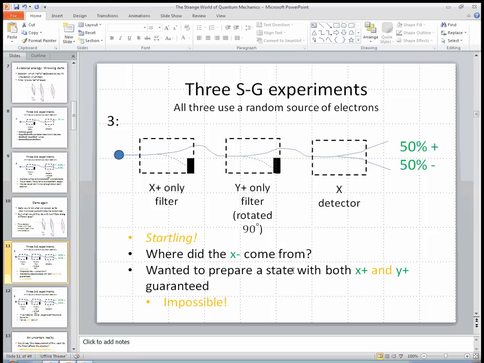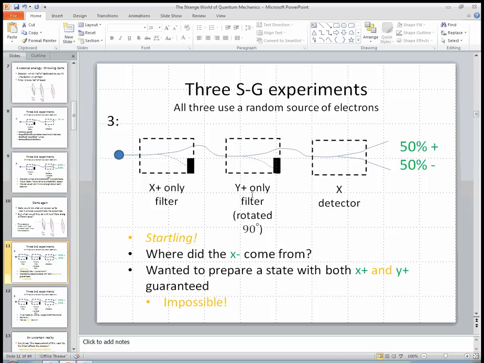We wanted to prepare a state so that all the electrons coming through here, right before they hit the detector, had both the x plus property and the y plus property. That the x spin, when we measure it, which can in principle be plus or minus, is plus, and the y spin, which could be plus or minus, is definitely plus. We tried to guarantee that these properties were true simultaneously, and it turns out to be impossible.